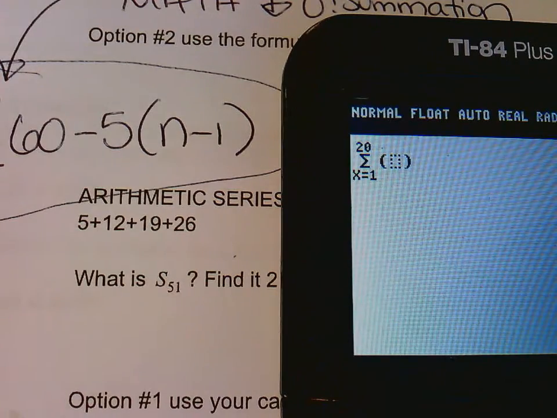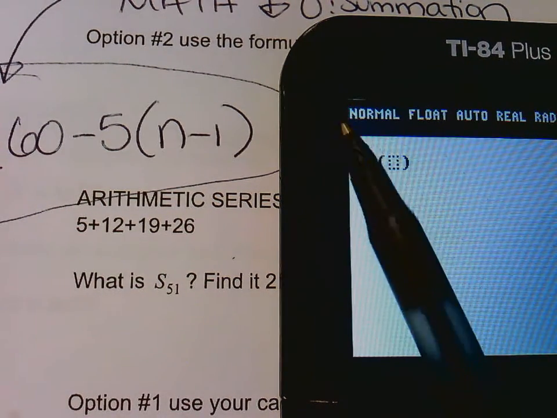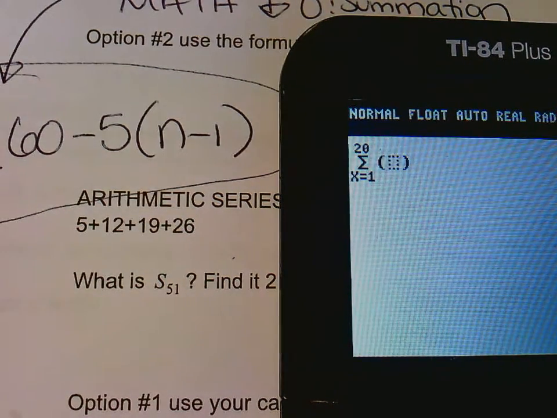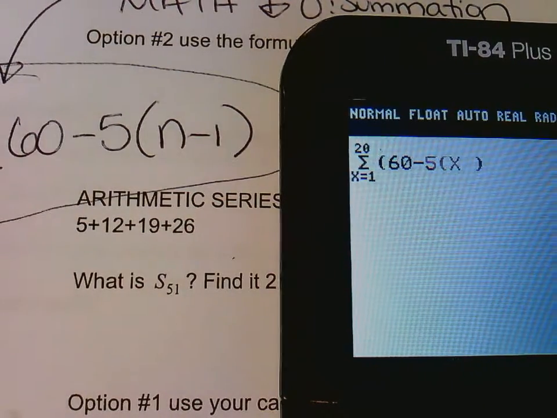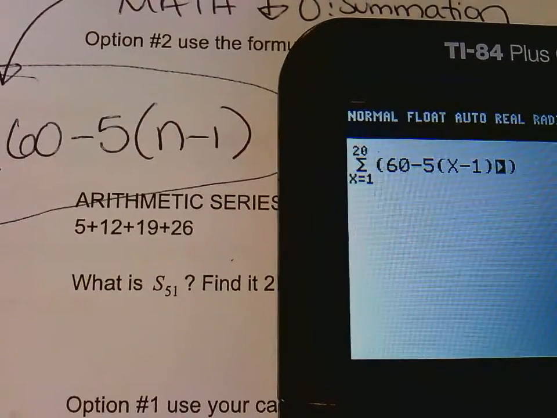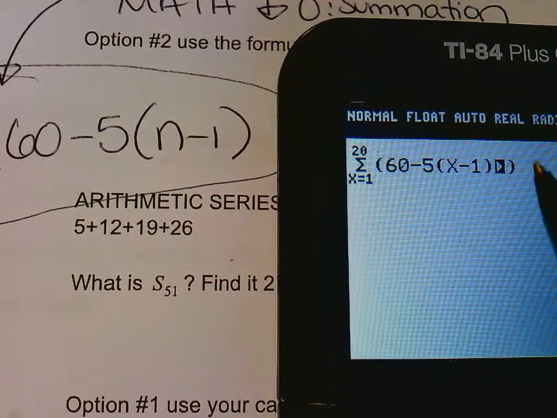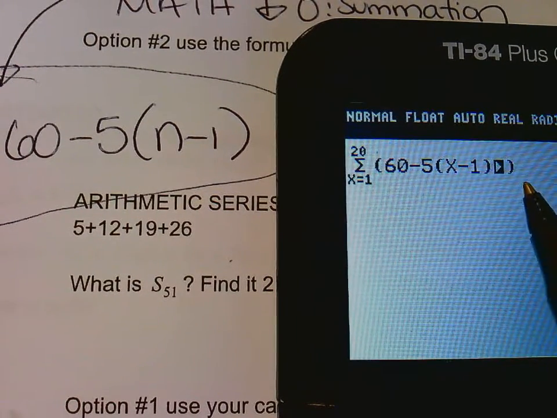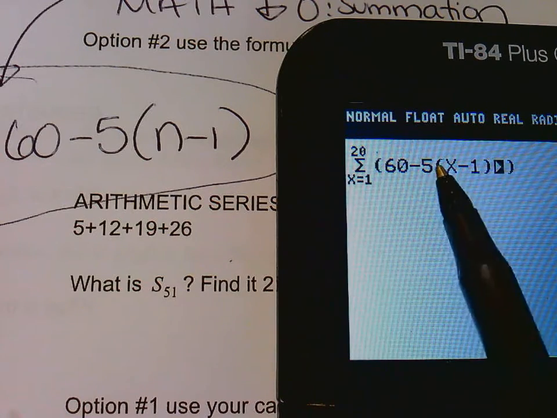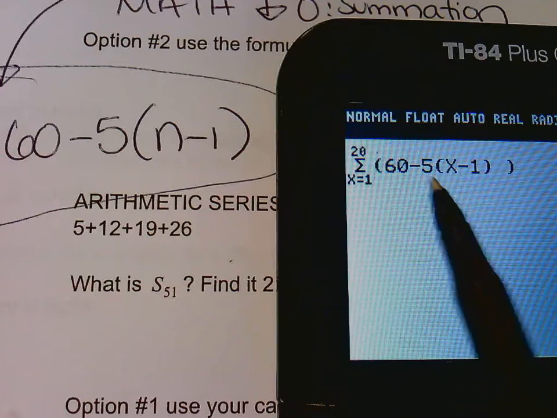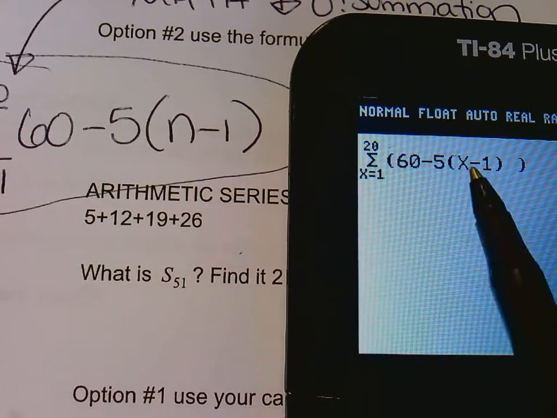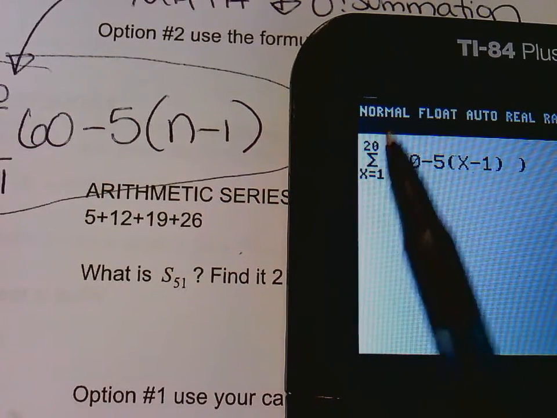So 1 to 20 get typed in here, and then you type your formula in as 60 minus 5 parentheses x minus 1 close parentheses. This parenthesis should always be on the far outside because that goes with the summation. All your stuff should be in between their two parentheses. So if you want to add your own parentheses, you add it inside their parentheses.